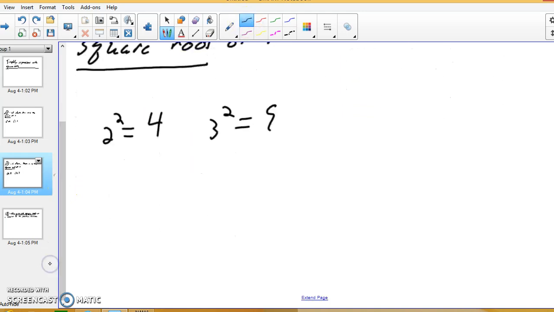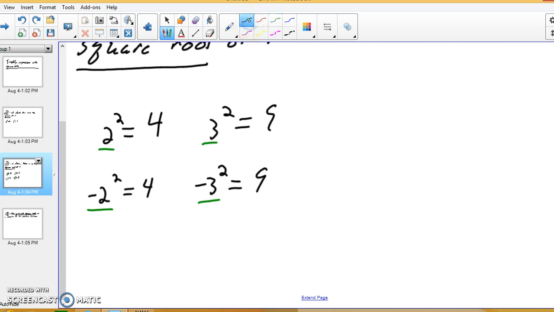However, we also have to note that while 2 squared equals 4, negative 2 squared also equals 4, because a negative times a negative equals a positive. Similarly, negative 3 squared is equal to 9. So that means the square root of 9 is 3 and negative 3. The square root of 4 is 2 and negative 2.